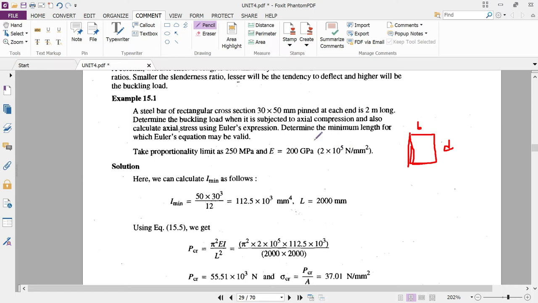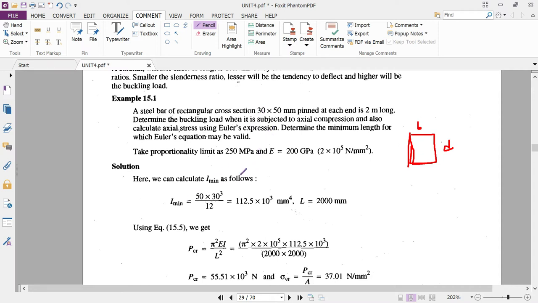So in the numerical itself it is mentioned that the cross section is there, pin is there. Pin means both the ends are hinge supported. So this condition you must understand, because based on that you have to apply the particular formula. First of all we have to calculate the I minimum.